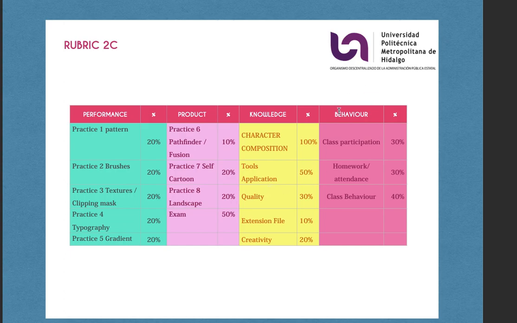In behavior, we have the class participation, the homework, the attendance, and the class behavior. Okay? Well, here in attendance, it's really important that you remember that if you don't join the class 2 times, I think 1 time, you can't be able to have this percentage. Okay, so pay attention here and be careful.